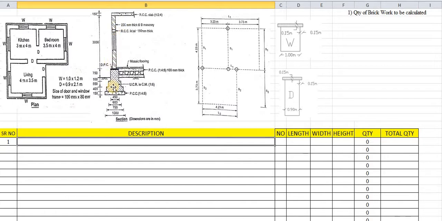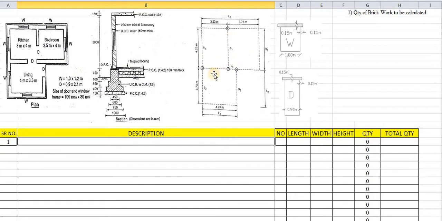Okay, already we have discussed in previous lectures how to find out the quantity of UCR, that is for the first step, second step or third step. The same procedure is used to find out the quantity of brickworks. Before that, we first have to draw the center line plan in order to find out the quantity of brickworks. So here the center line plan has already been drawn.